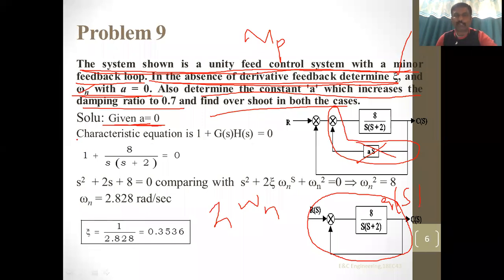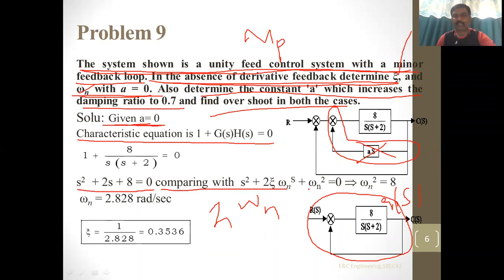Let me recall the characteristic equation: 1 plus G of s into H of s. 1 plus, what is G of s? 8 divided by s into s plus 2, into H of s which is 1, is equal to 0. Then simplify this. Taking the LCM, s square plus 2s plus 8 is equal to 0.